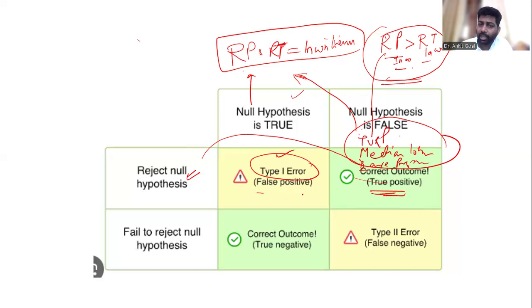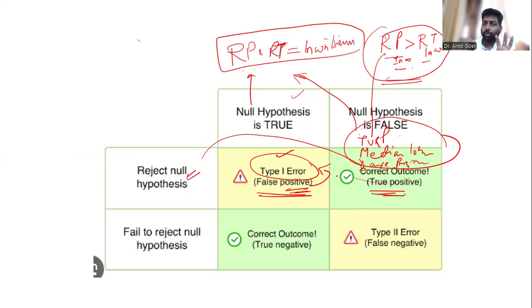Now, what is happening in type 1 error? Why is it called false positive? Because there are certain patients who actually have radical prostatectomy and radiotherapy incontinence rates similar, but you are finding them different. You are finding a difference, that is a false positivity in their results. And this kind of error that you are encountering in your study is the type 1 error.